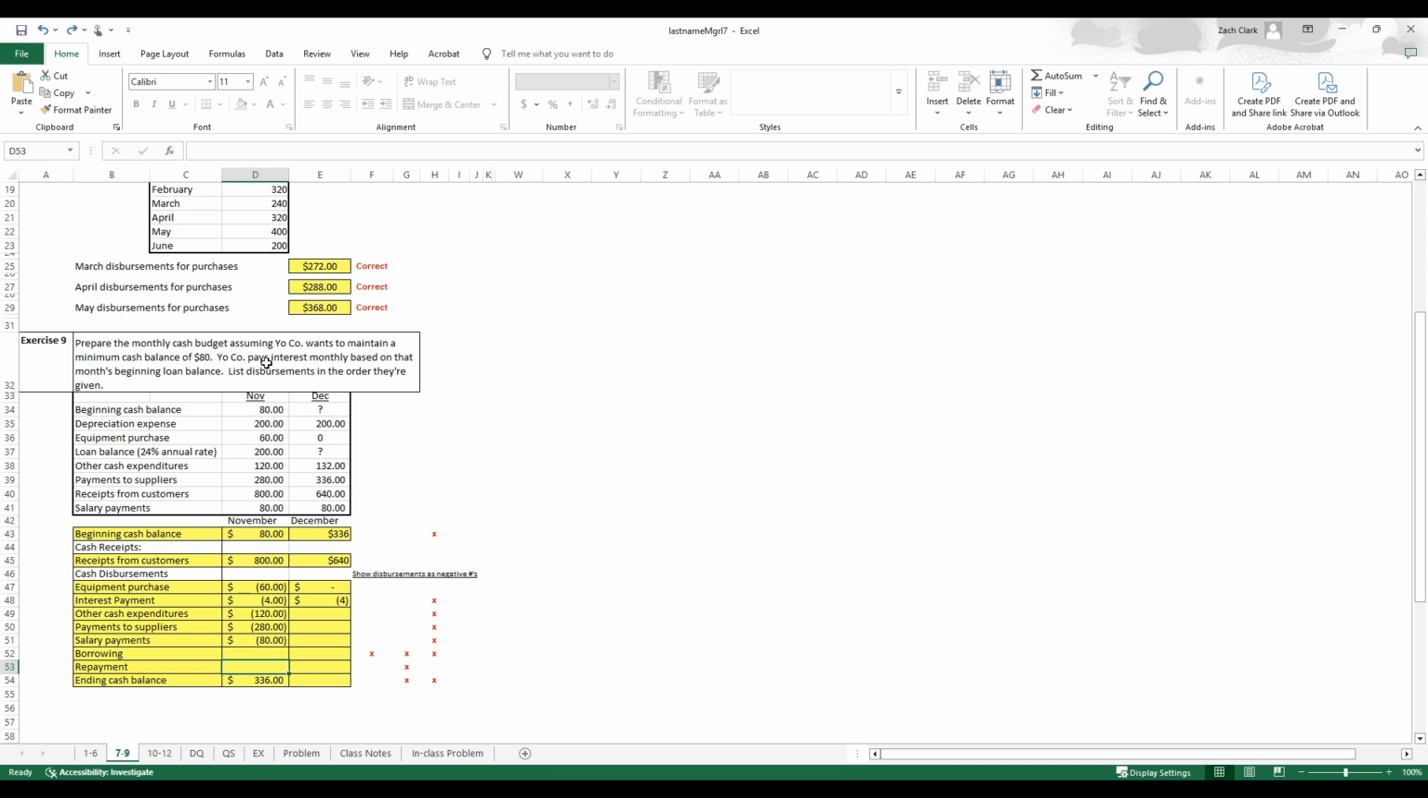We want to maintain a minimum cash balance, pay interest monthly based on the monthly list disbursements, yada, yada, yada. So we have our salaries, we have our receipts, we have our payment to suppliers, we have our other cash expenditures, loan balance, equipment purchase, and let's see if there's anything we're missing here. Oh, our preliminary balance. Okay. That's a little confusing. I think an example would be helpful on this one for us to see how we want to write this out, but that's okay.